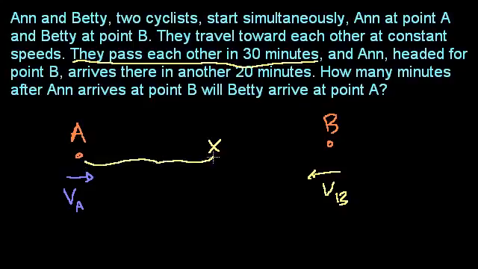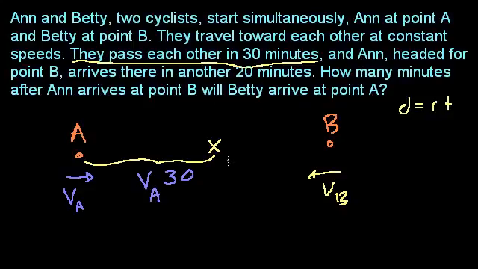So what's the actual distance? It's always useful to write distance is equal to rate times time. So what's the actual distance she traveled? Well, the rate is VA, and her time, they tell us, was 30 minutes. So VA times 30. Let's say this velocity is expressed in minutes. Fair enough. And then Anne headed for point B arrives there in another 20 minutes.